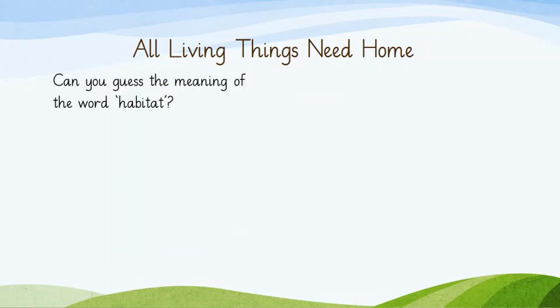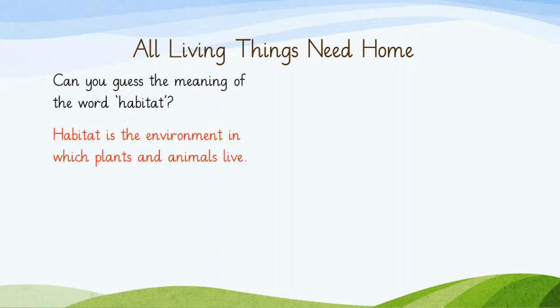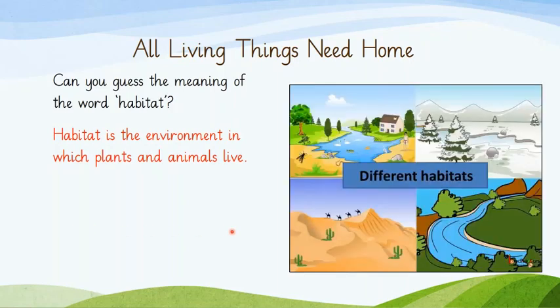Can you guess the meaning of the word habitat? The word habitat means the environment in which plants and animals live. Just as we saw in the case of a polar bear, its habitat is extremely cold places. These are 4 different types of habitats. This is the one that we have just seen. For the polar bear, this is the main grasslands, this is a mountainous area, and this is a desert. All these different types of habitats have different types of living organisms.